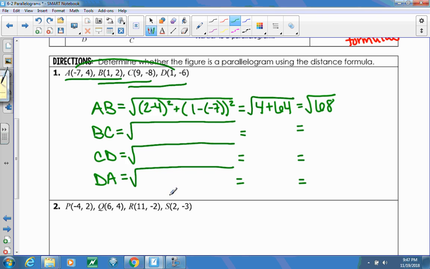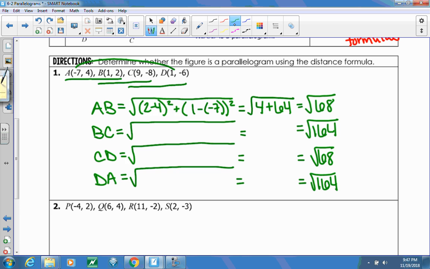All right, I'm not going to fill in this information because you should have that on your own in order to get the full credit. But what you should have gotten here is that AB is the square root of 68. BC is the square root of 164. CD is the square root of 68. And DA is the square root of 164.